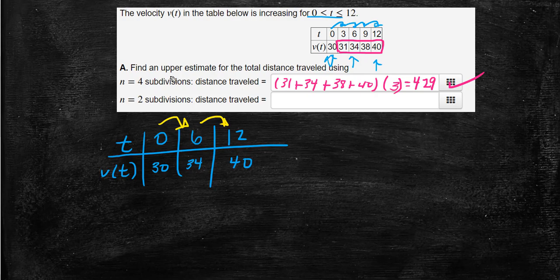If I'm doing an upper estimate, the larger of the values, I'm going to do 34 plus 40 and multiply by 6, because the width is 6. So 34 plus 40, I think I can do that one without my calculator, is 74. And then times 6, so 74 times 6 is 444.